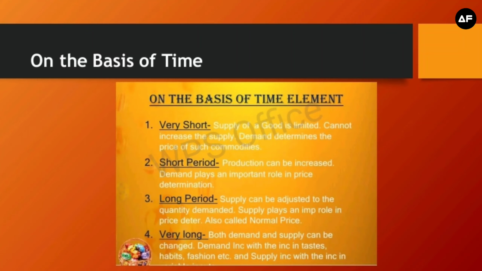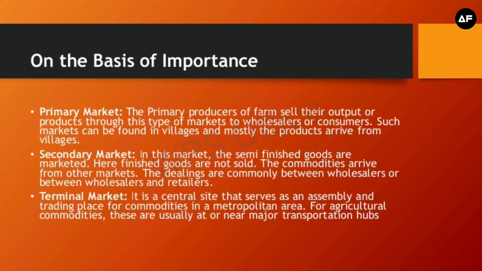Secondly is the secondary market. This market deals with semi-finished goods which are being marketed. The finished goods are not sold here, whereas the dealings are commonly between the wholesaler and the retailer. Next is the terminal market. A terminal market is a market which is situated in terminal hubs or transportation centers. Goods are brought into the transportation centers for buying and selling purposes.